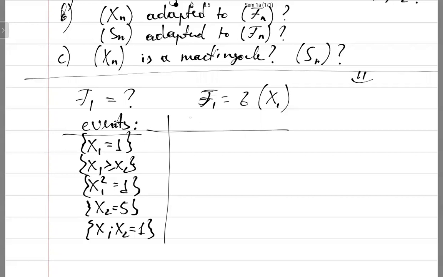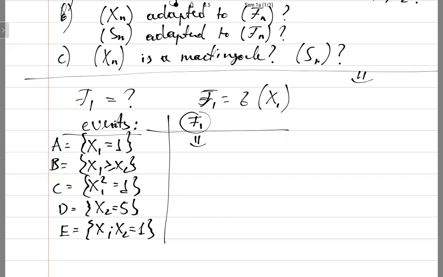So we have F1, that is my knowledge. It's the list of events about which I'm sure whether they have happened or not. So let's check whether this list F1 contains these events. Let me name them A, B, C, D, E. Is event A in F1? Yes.